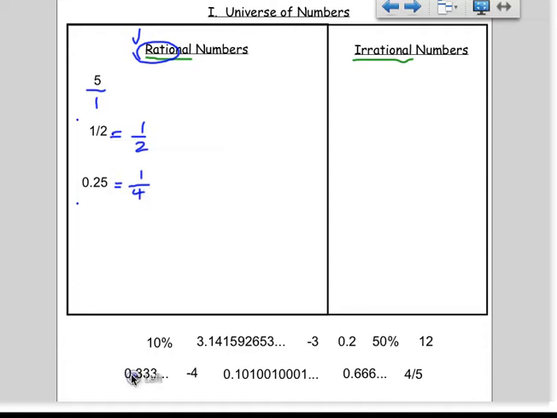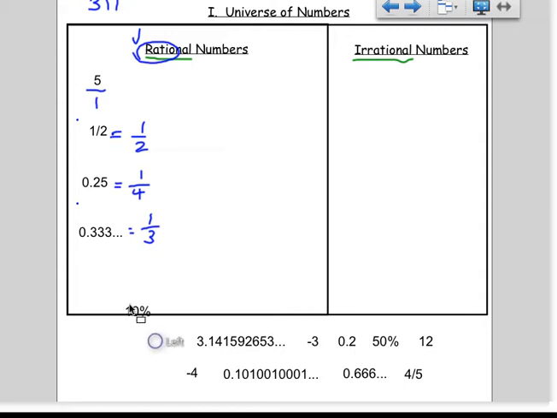The next one you see here, this repeating decimal, is a rational number because it can also be expressed as a ratio. 0.33333 is the same thing as 1/3. If you were to divide 1 divided by 3, you would get 0.333, and it would go on forever. So they're the same thing. A repeating decimal is also a rational number because it can be expressed as a ratio.